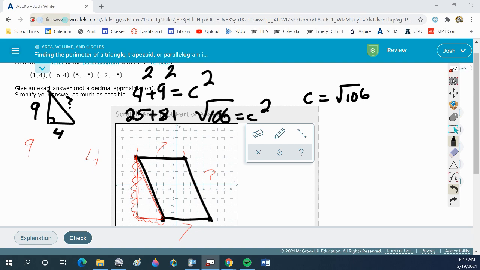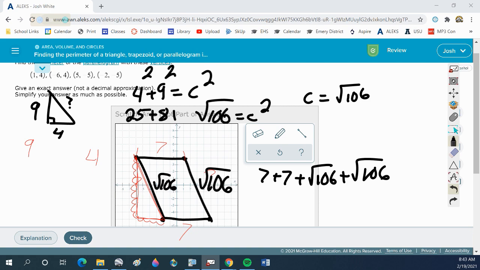Okay, so if this is the square root of 106, and this is the square root of 106, then my perimeter is 7 plus root 106 plus root 106, which is 14 plus 2 copies of root 106. And it says it does not want the decimal answer.